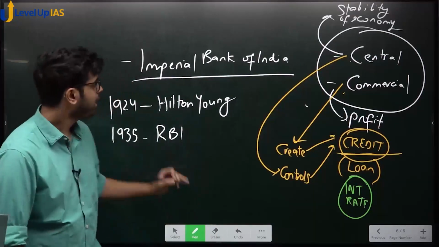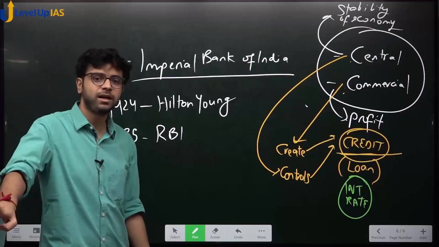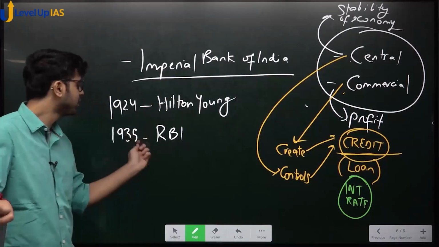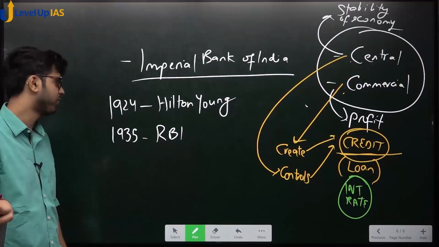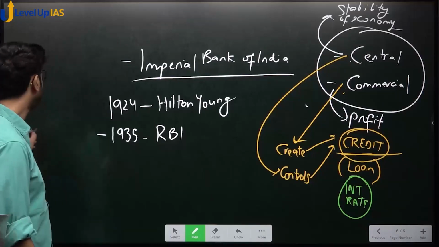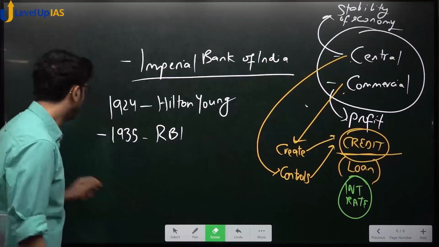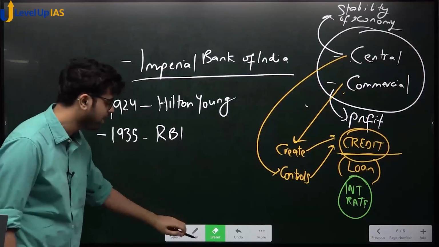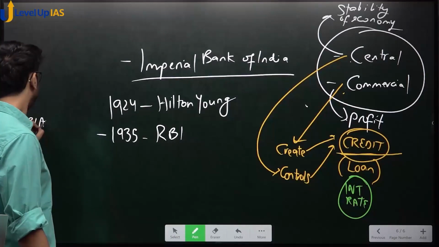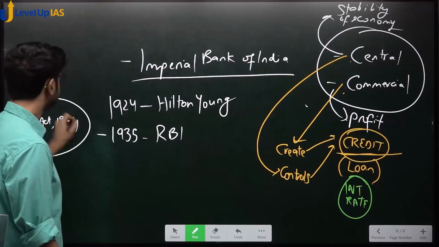Okay. So now after 1935, tell me, is Imperial Bank of India a commercial bank or a central bank? It is a commercial bank because central banking functions were removed and given to RBI in 1935. 1935 mein RBI started its operations, but it was set up with effect from 1st April. It started its operation from 1st April 1935, but it was set up in RBI Act 1934.